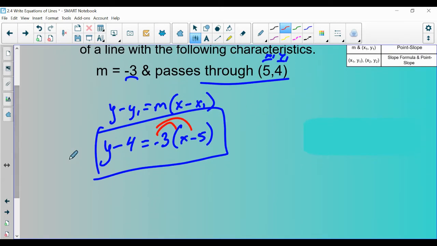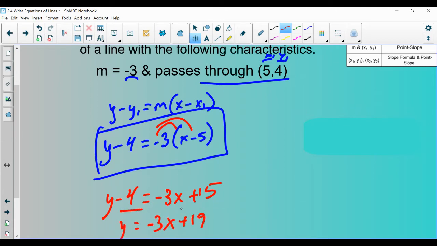What you're first going to do is you're going to distribute the negative 3. Y minus 4 is equal to negative 3x. Be careful here, that negative does get multiplied into the negative 5, plus 15. Now, this doesn't quite look like y equals mx plus b yet because of this minus 4, so we'll add 4 over. Y equals negative 3x plus 19. So if I ask for point-slope form, that would be this one. If I ask for slope-intercept form, that would be the one in red.